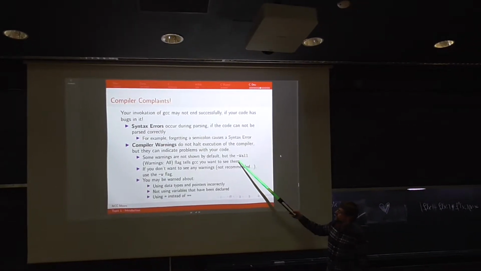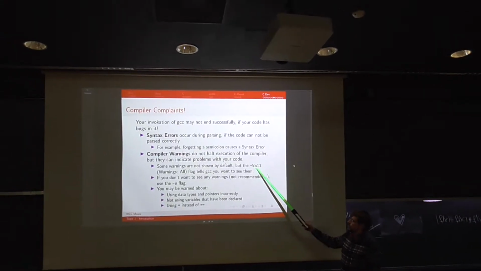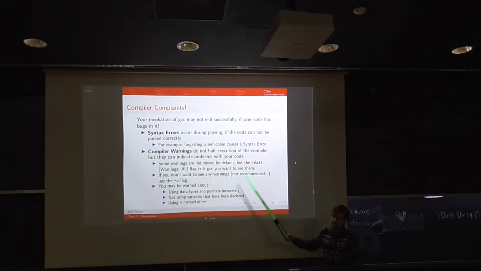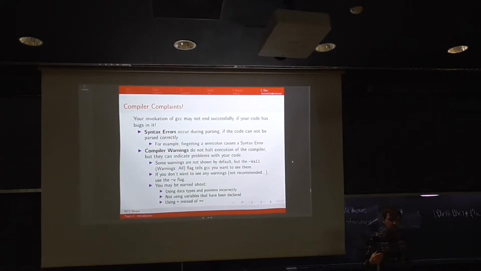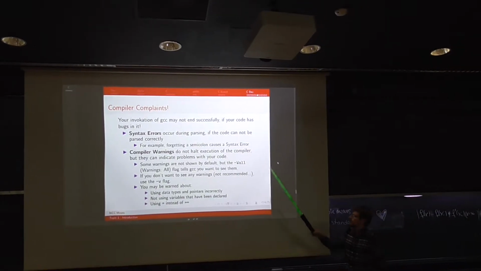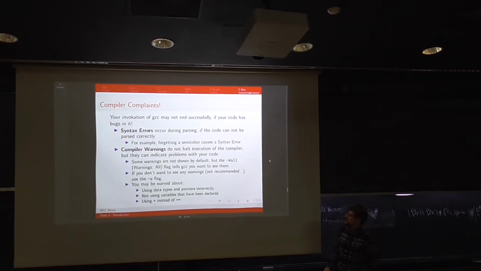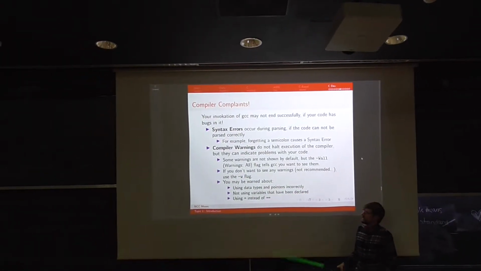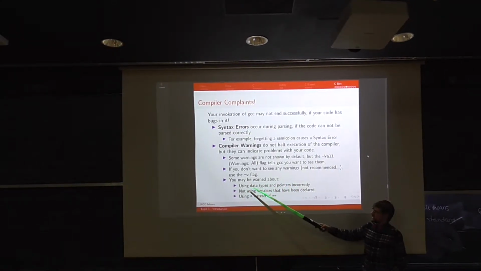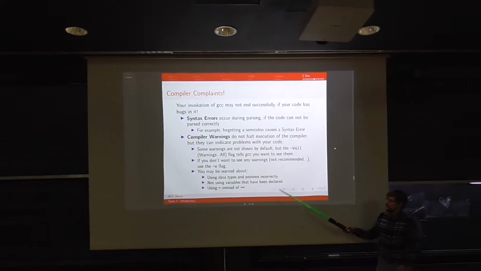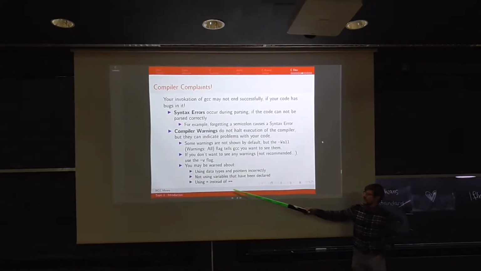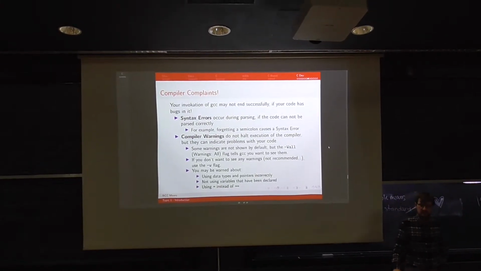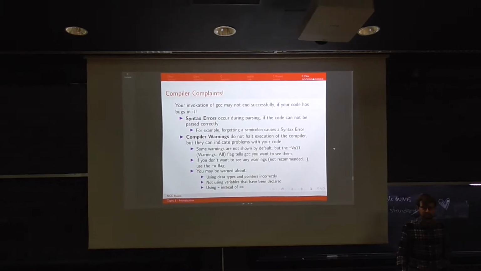Some warnings are not shown by default. If you invoke the -Wall flag, that's warnings all, in GCC, that tells GCC, I would like to see all of the warnings, please, even the obscure ones. Recommended. If you don't want to see any warnings at all, which is not recommended, use the lowercase -w flag. You may be warned about using data types and pointers incorrectly, not using variables that have been declared, and using a single equal sign instead of a double equal sign. These types of common errors. Does that make sense? Question?